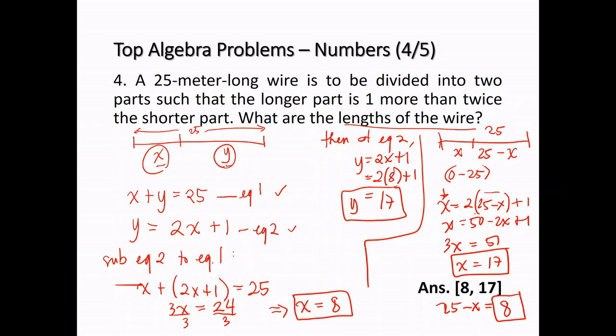Okay, so then just work out the equation, and you will get x is equal to 17, which is the same as the y of the original one. And then to get the smaller part, we have 25 minus x, so 25 minus 17 is equal to 8, which is the same as the x in the other solution. So don't be confused with the x and y, these are arbitrary variables. It depends on how you use them.